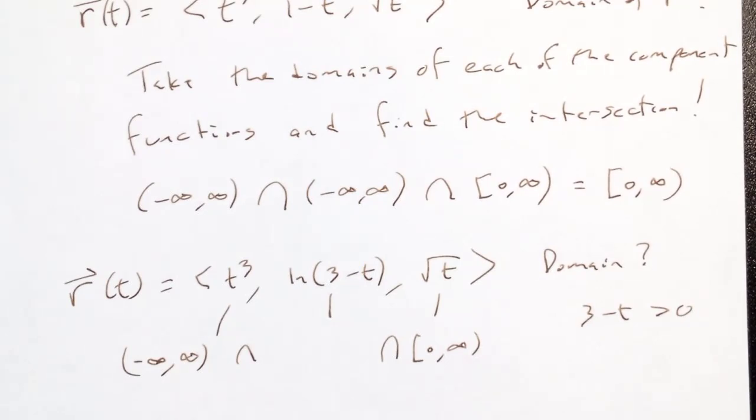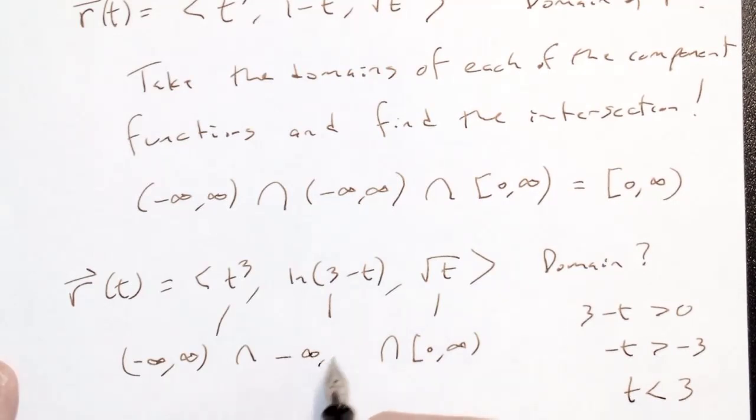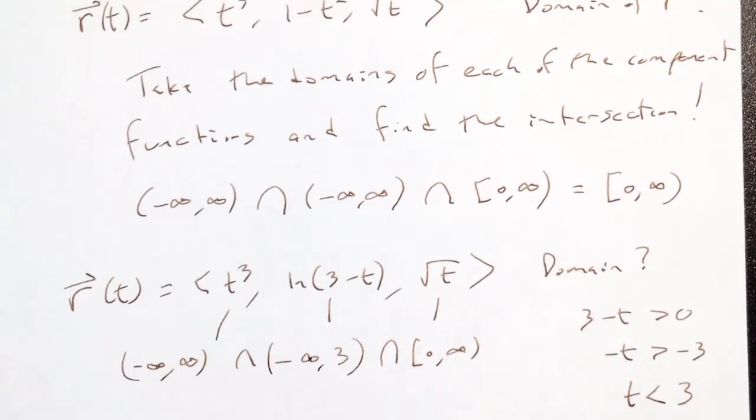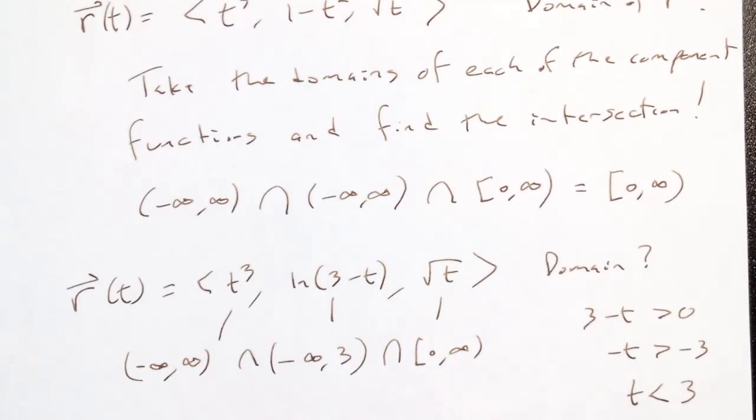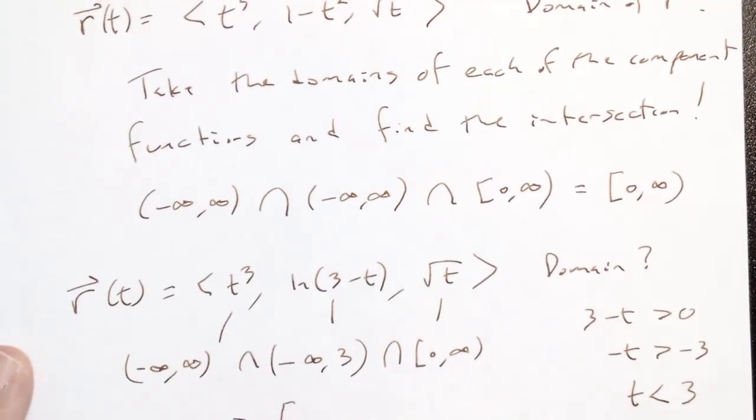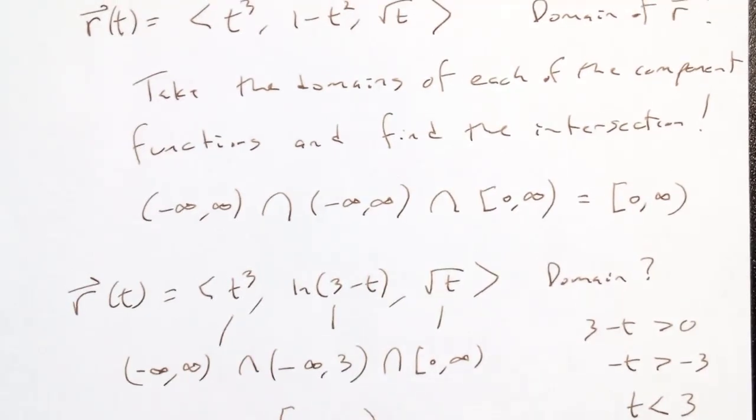Be careful. If I move the 3 to the other side, I have minus t greater than minus 3. So t itself is less than 3. Oh, wait a minute. This one says I can't use any negatives. This one says I can't use anything bigger than 3. So my total domain goes from 0 to 3, but doesn't include 3 itself.